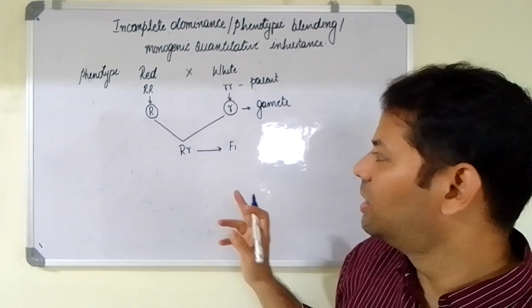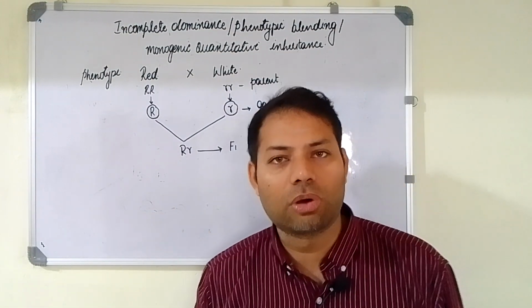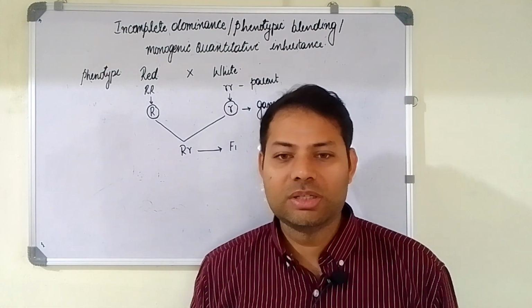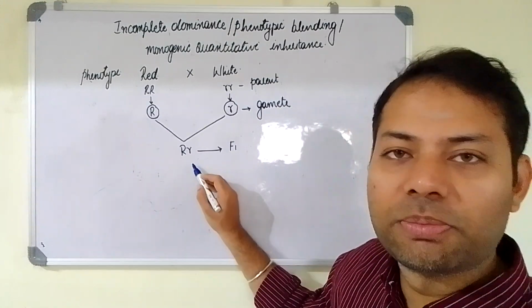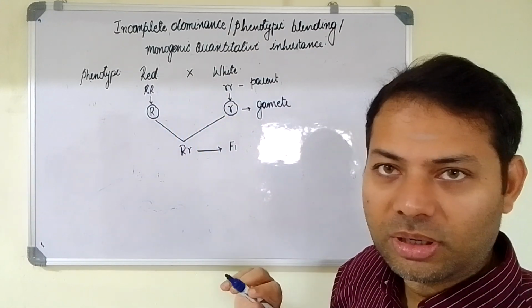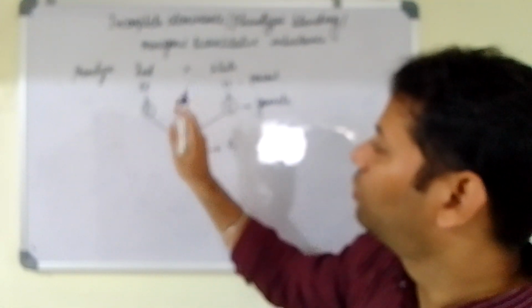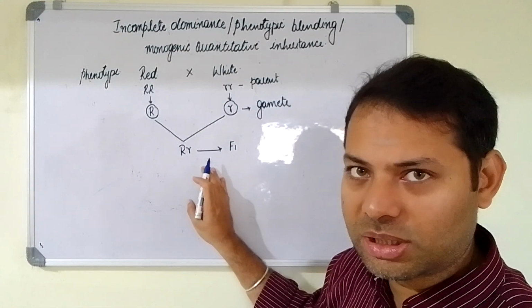If it were Mendelian crosses, when we studied Mendelian monohybrid crosses, we have always seen that the F1 progeny or the F1 hybrid had either of the parental phenotypes. Usually it would be the dominant one in the F1 in Mendelian crosses.